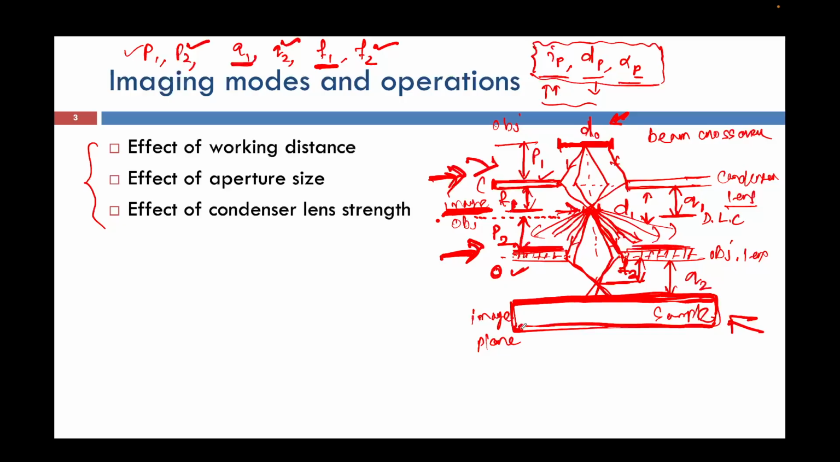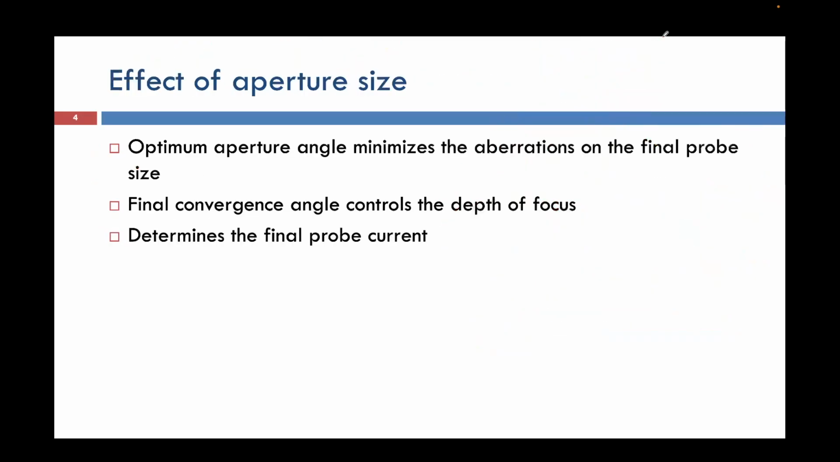Based on varying this terminology, we are now more focused on this region. What will happen if I increase or decrease anything, so that the electron beam and specimen interaction takes place differently? That is why Ip, dp and alpha p are the things we will vary. So, the effect of aperture size.